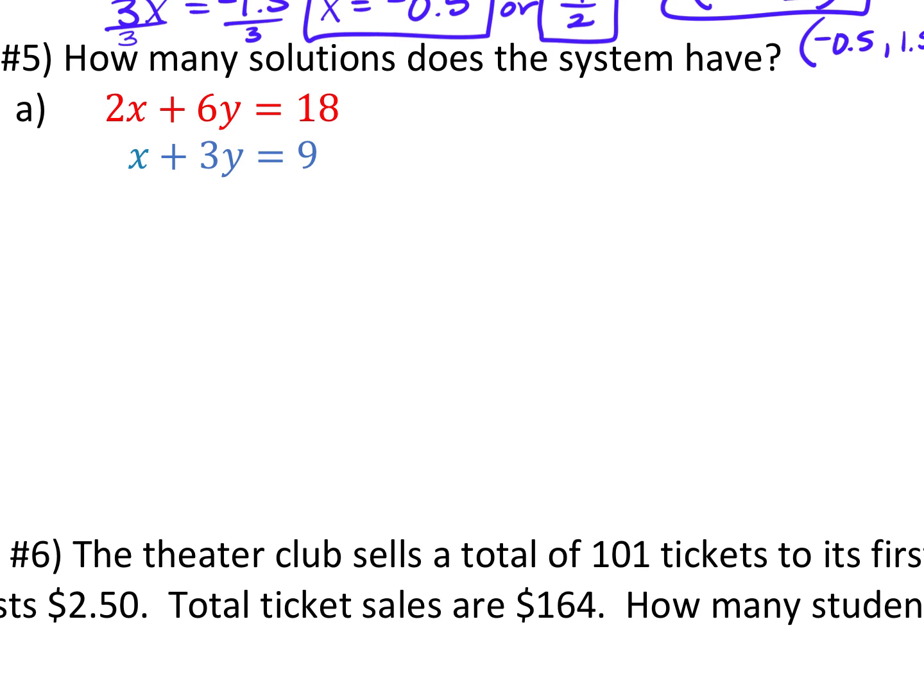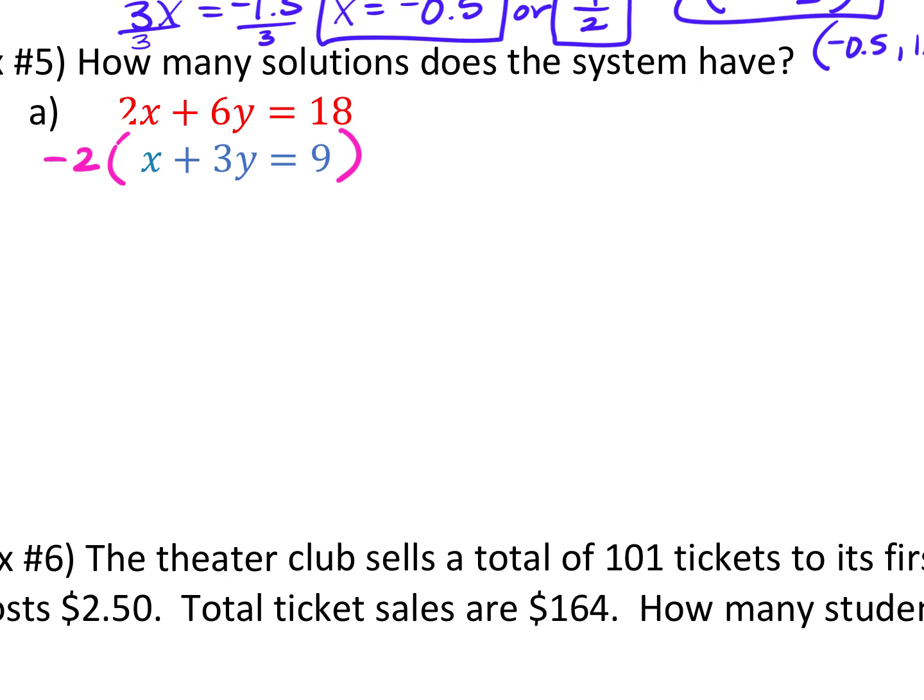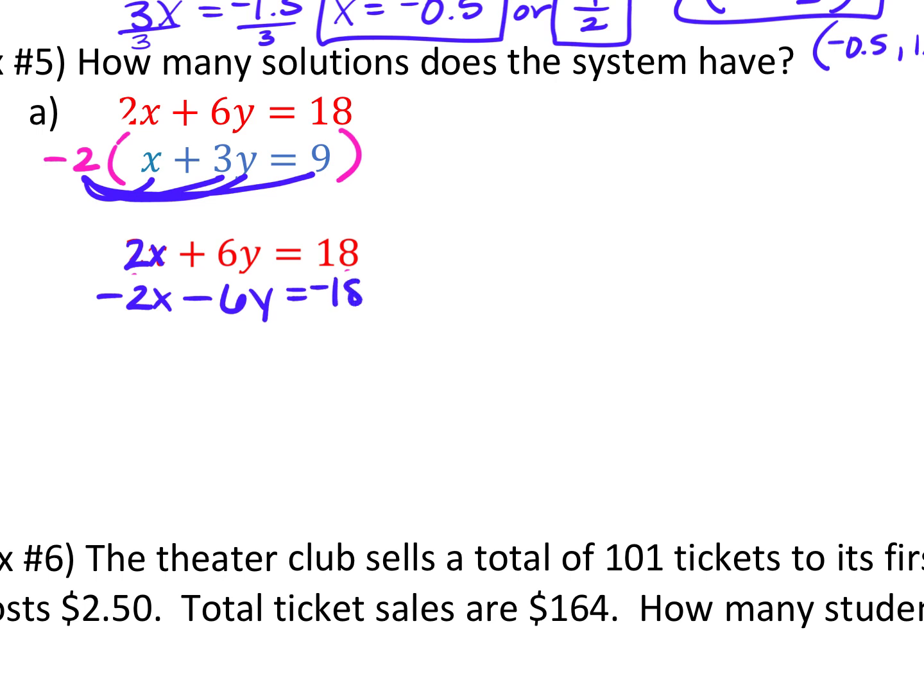So if we're going to do elimination, what should we multiply which equation by? The bottom one by -2 would be fantastic. So I'm just going to copy that top one and move it over. So there's your top equation. The bottom equation, you're going to distribute that. So it's going to be a negative 2x, this was a positive 2x minus 6y equals a negative 18.